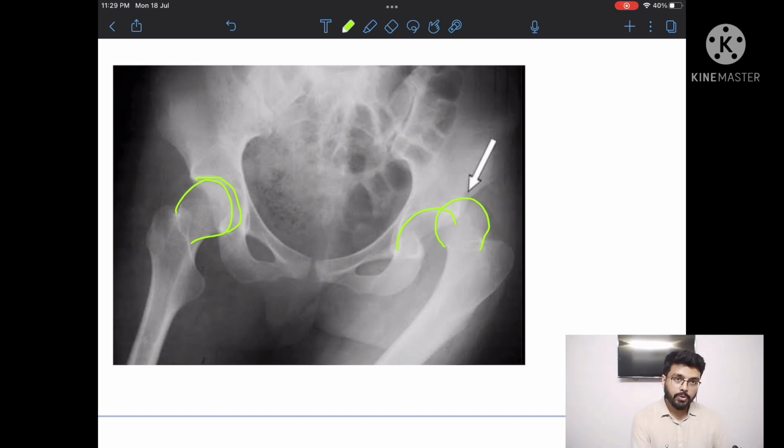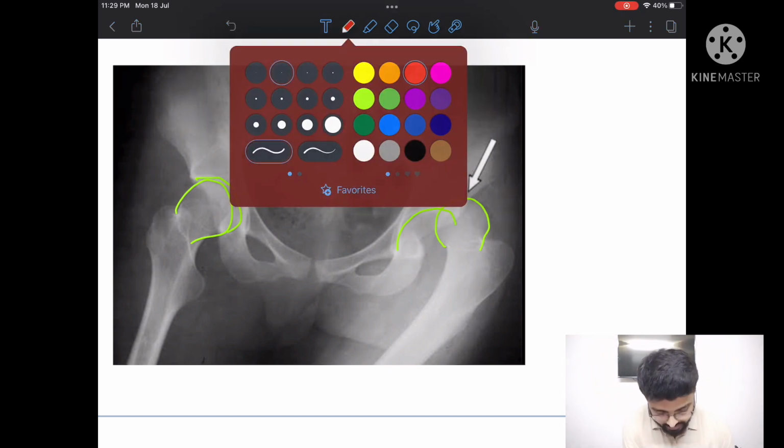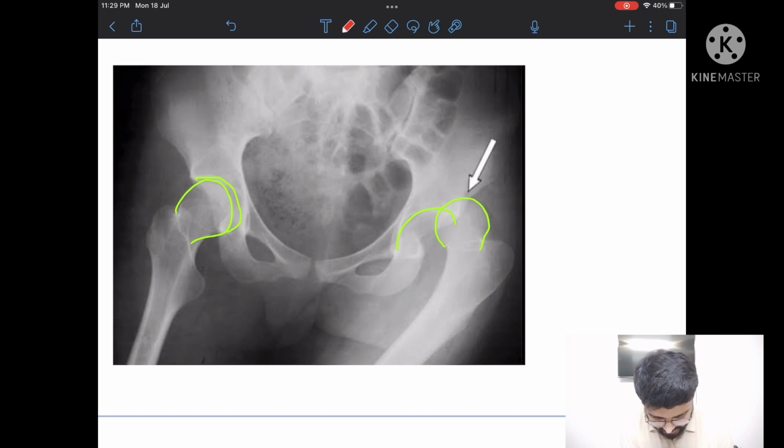And one more important line to be mentioned here is Shenton's line. So what is Shenton's line? This is the obturator foramen. The superior surface of the roof of the obturator foramen is continuous with the neck of the femur. If you draw a line, the line should be continuous. But in this case, one line I'm drawing here and the neck is lying here. So Shenton's line is broken.